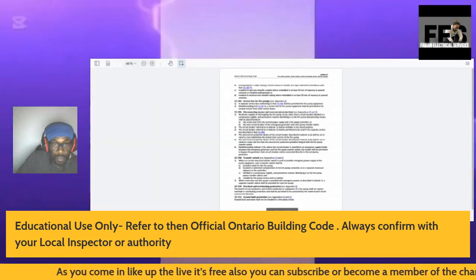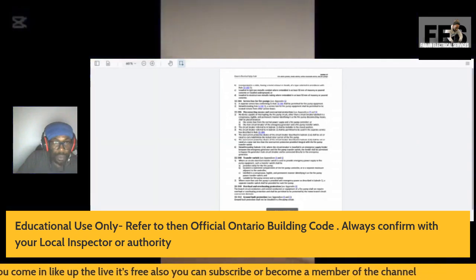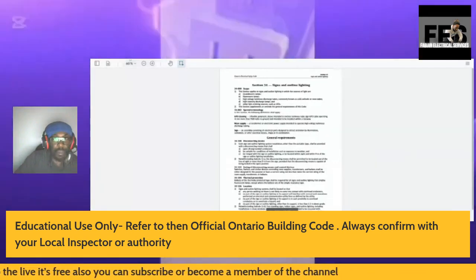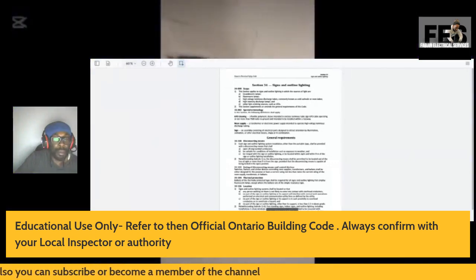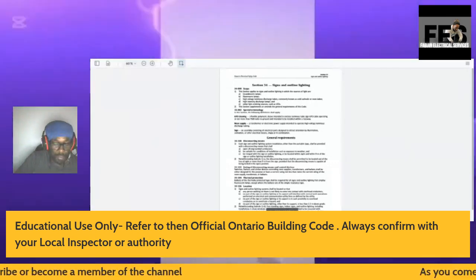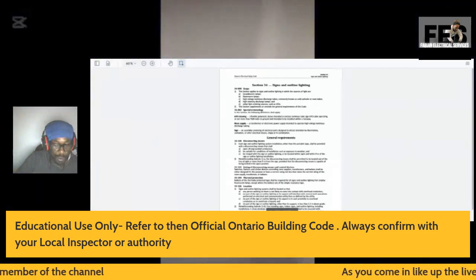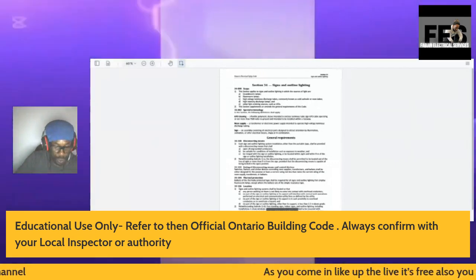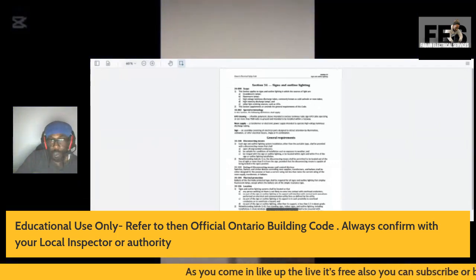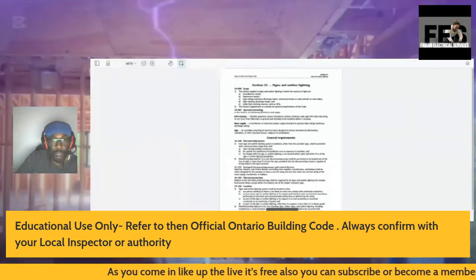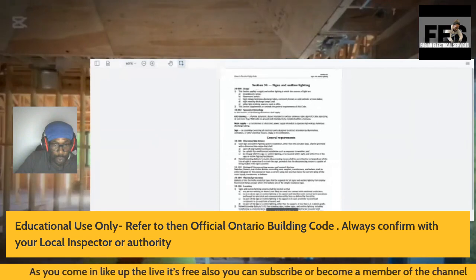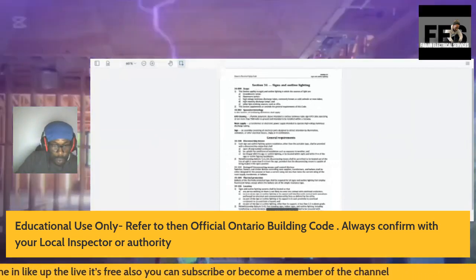So I believe that is that for the actual. I'm going to share my screen right now, the building code.